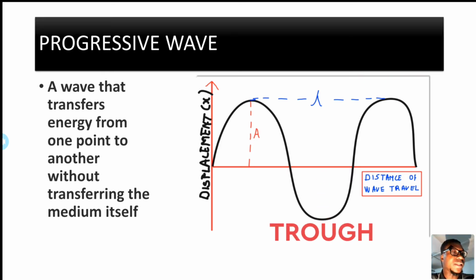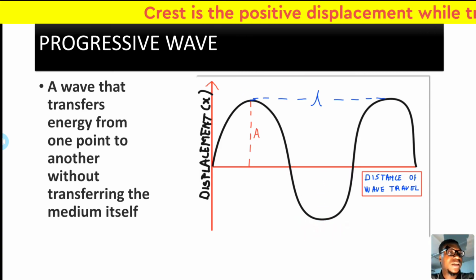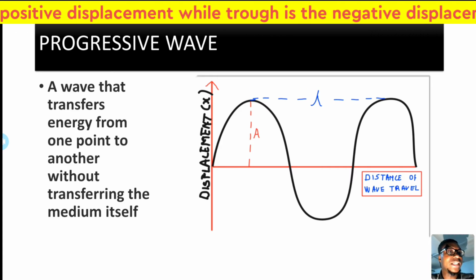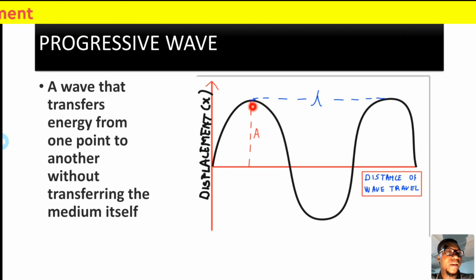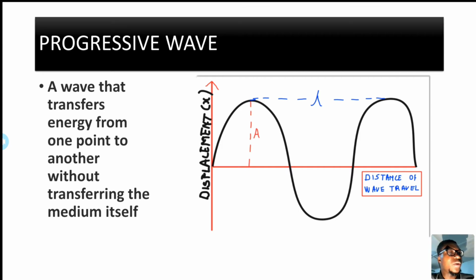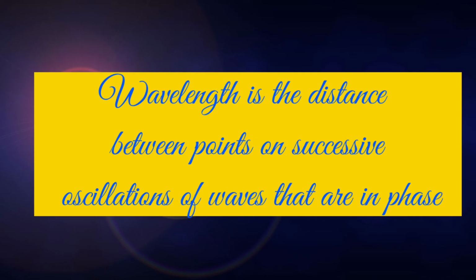Now, each of these has different lengths. The maximum displacement is what we term as amplitude. That's what you have right here. Down to wavelength. Wavelength basically is the distance between points on successive oscillations of the wave that are in phase.